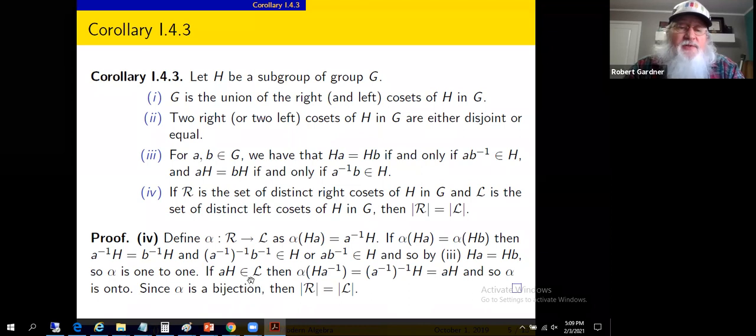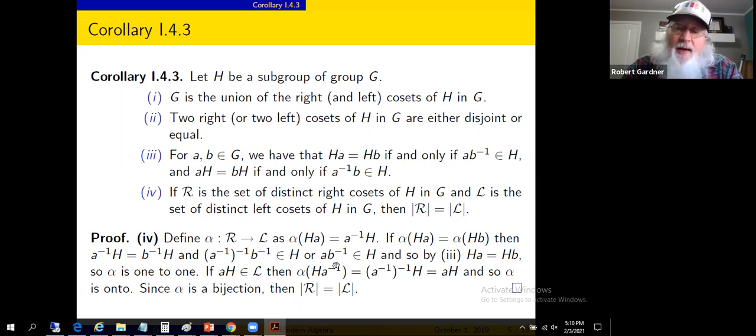Onto-ness: we're mapping right cosets to left cosets. Pick an arbitrary left coset. We need to show that under alpha, it's the image of some right coset. Consider the right coset H a inverse. Under the mapping, this is mapped to a inverse inverse H. Given the mapping we have here, replace the a with an a inverse, which produces this. a inverse inverse is a itself. So this arbitrary left coset under alpha is the image of something. In fact, it's this right coset here. So alpha is onto, alpha is surjective. So alpha is a bijection, and the cardinalities of these two sets are the same.